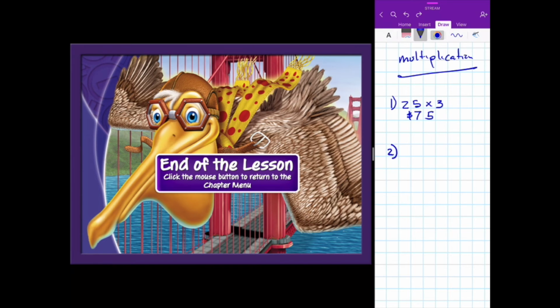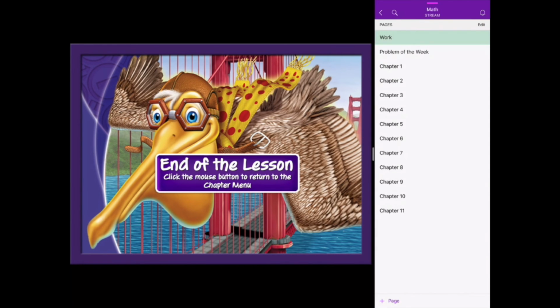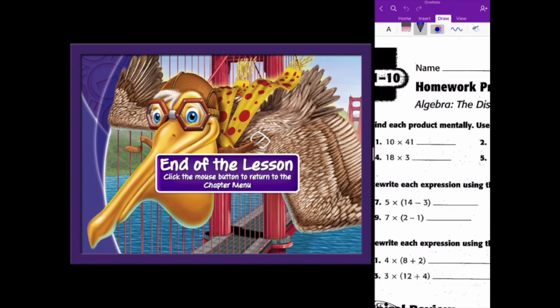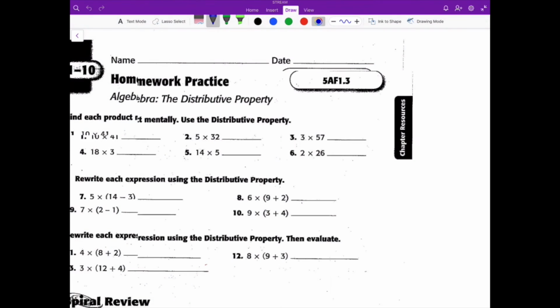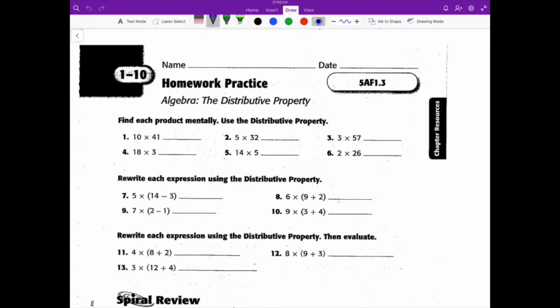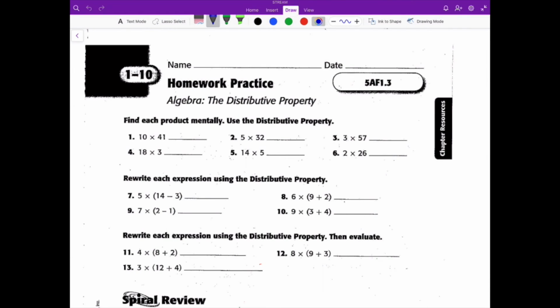Let's take a peek at our homework today, what you're going to be working on this afternoon. So here we go, the distributive property. We have 10 times 41, for example, for the first one. What you can do is, I'm going to do this one over here, I'm going to take this 10 and distribute it to the 40, and take the 10 and distribute it to the 1. I'm going to put my parentheses around that.